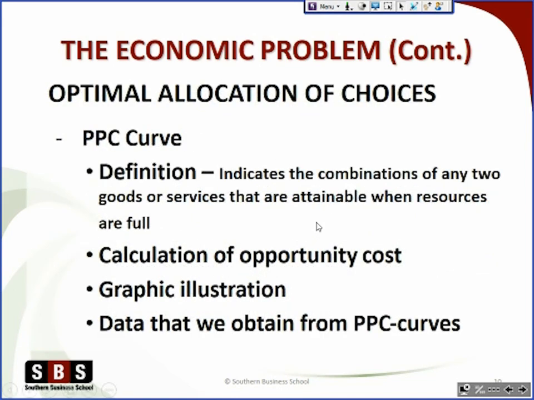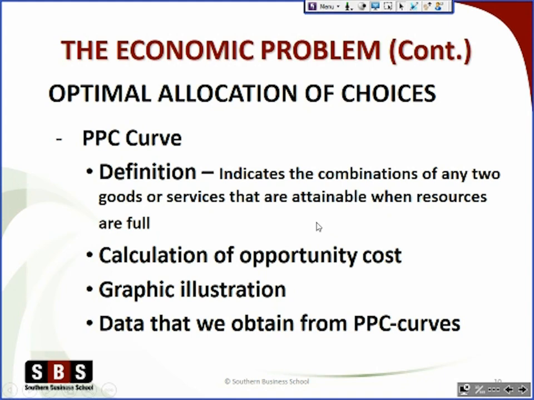And then we get to the PPC curve. Now, in the exam, there are always questions about this. I'll tell you later how many marks, but there are at least 12 or 13 marks on the PPC curve. You've got to be able to define the PPC curve. There's the definition there. It indicates the combinations of any two goods or services that are attainable when resources are fully, it actually should say they're utilized. So just look at the definition. You can get it in the study guide as well and in the textbook. But look at that definition and make sure that you can understand that definition.